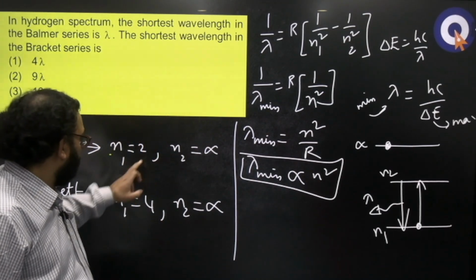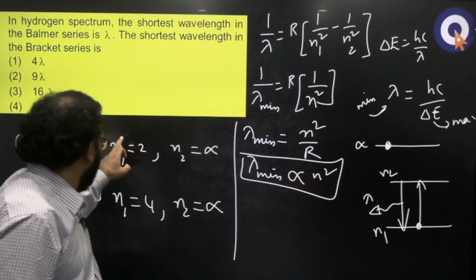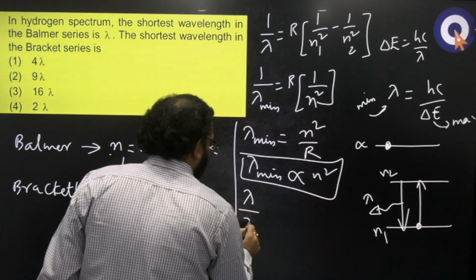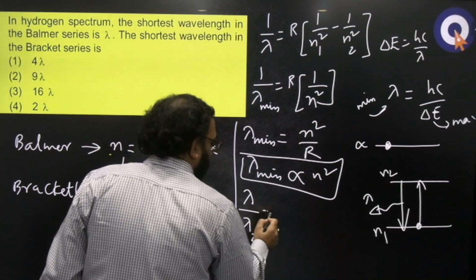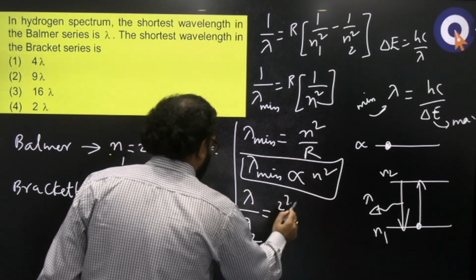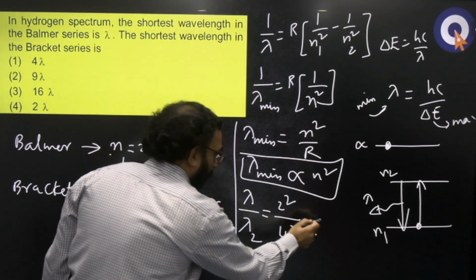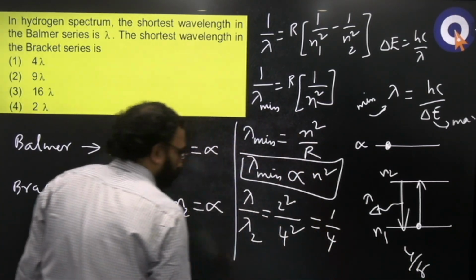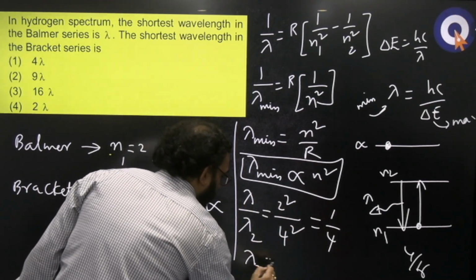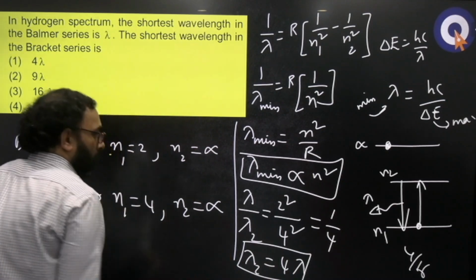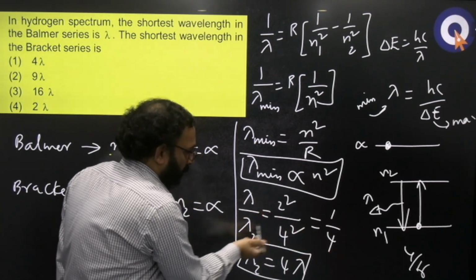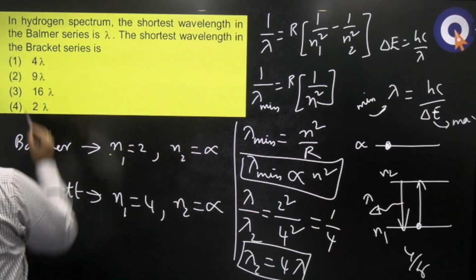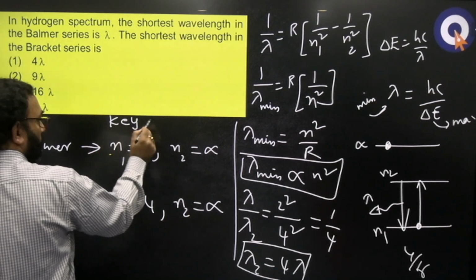So you can see first here n square is 2 square, and here it is 4 square. So lambda by lambda dash, or lambda 2, equals n1 square by n2 square, that is 2 square by 4 square. So here you have 4 by 16, that is 1 by 4. If we cross multiply, lambda 2 equals 4 lambda. So the option is 4 lambda, the key has to be 1.